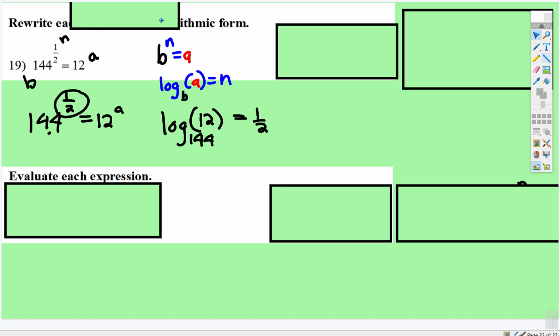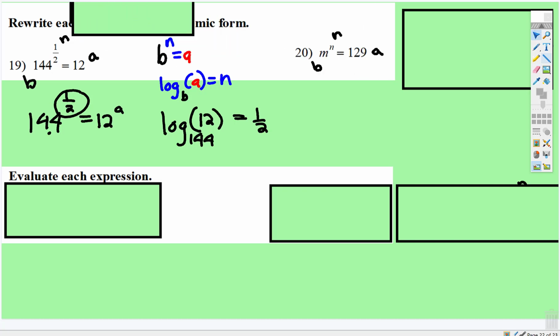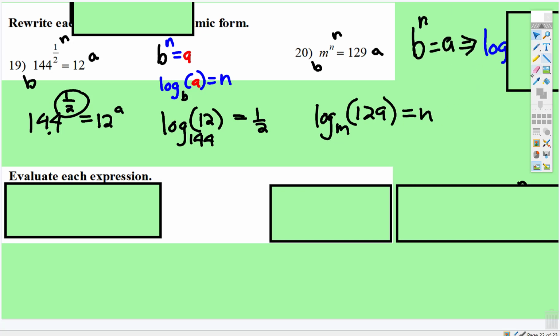Okay, so now we have m to the n. Well, m is our base, so log base m, 129 is our a value, n is our exponent. All right, so now we're going to do the reverse of that.